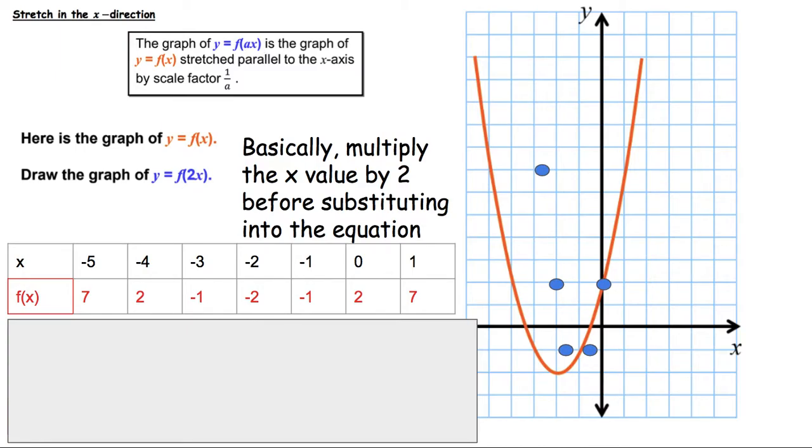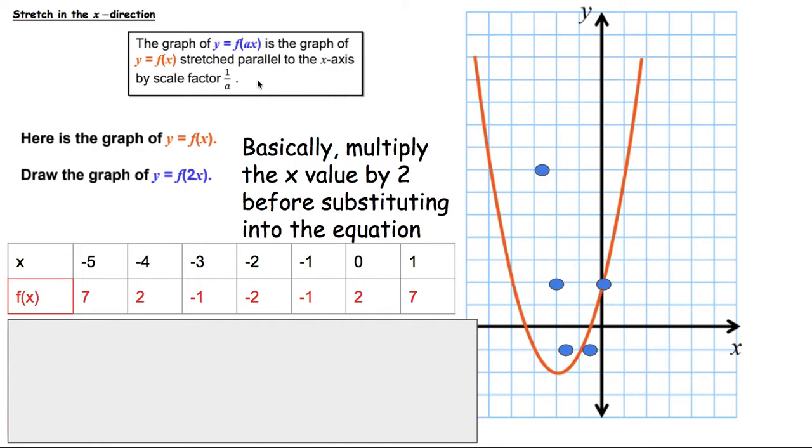inside the function. So for example, say it was 2x and the graph was x squared, that would be 2x in brackets squared. If it was something like sine x, it would become sine 2x. If it was something like x squared plus 4x, it would become 2x squared in brackets plus 4 times 2x. So each of the x's would be replaced by 2x.